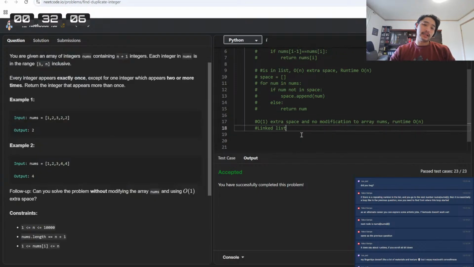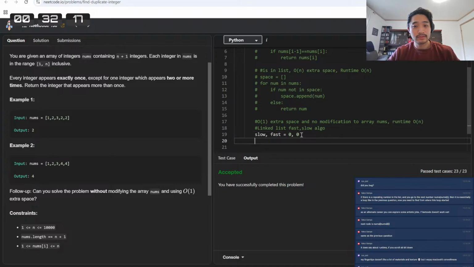Okay, so this is essentially linked list with fast, slow algo. So slow, fast equals to 0, 0.